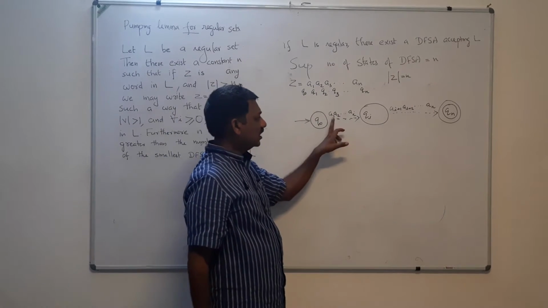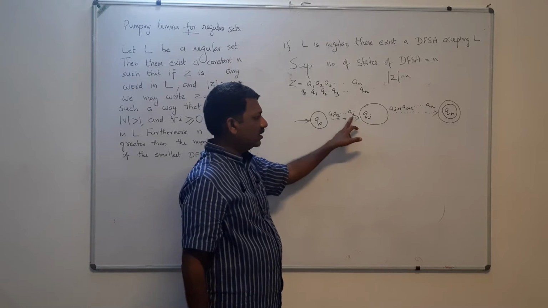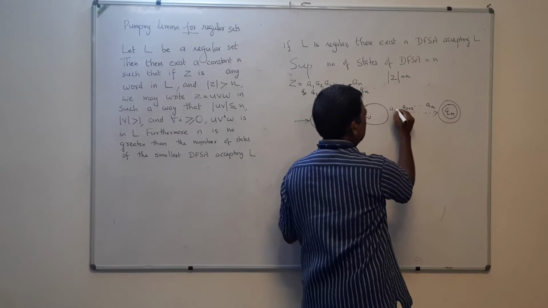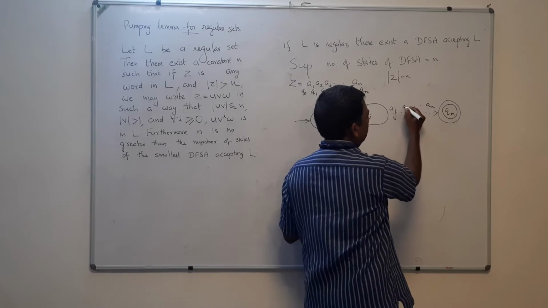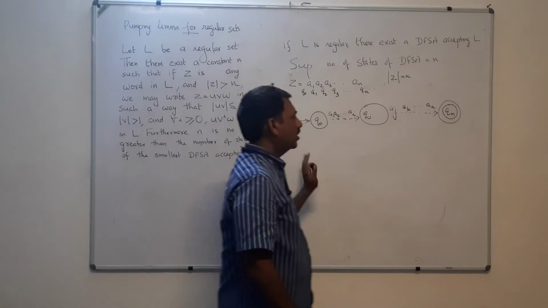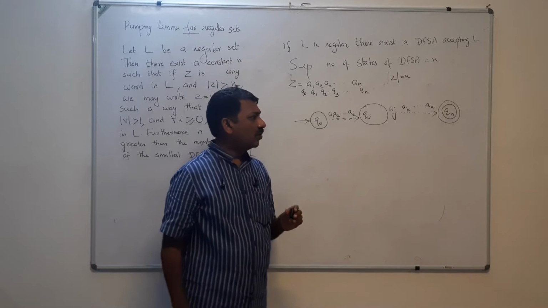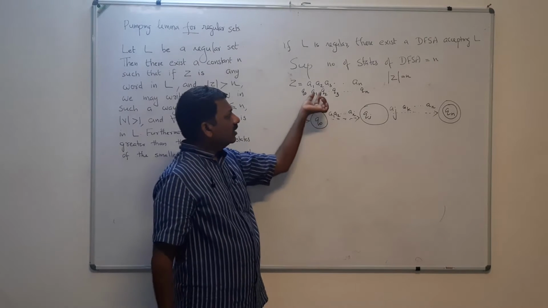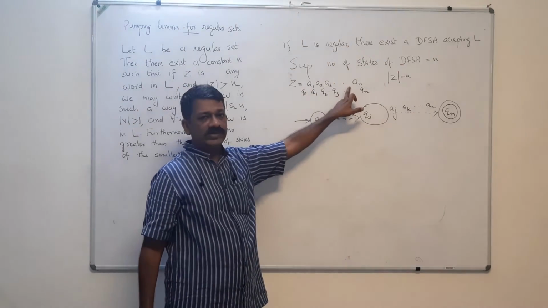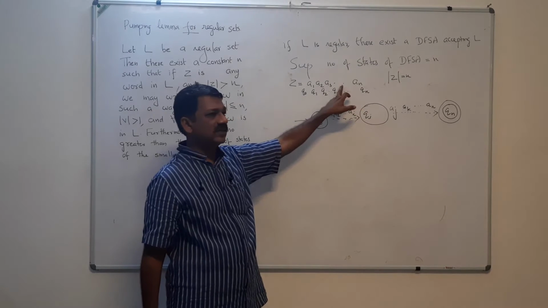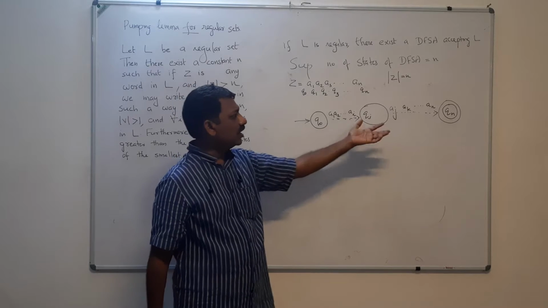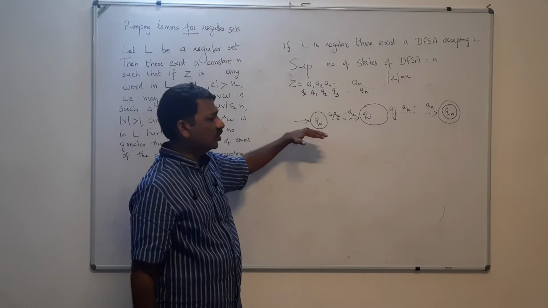Now the string is A1, A2, etc. up to Ai, Ai plus 1, and we can rewrite this as Aj, Ak, etc. up to An. In this string you have only n elements, and the number of states is also n. We are limiting the number of states to n.